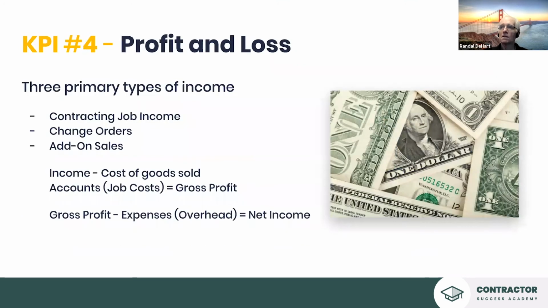Okay, profit and loss. There are three types of income. There's the contracting job income. You sold the job for $10,000. Okay, and the two major leaks are the change orders and the add-on sales.